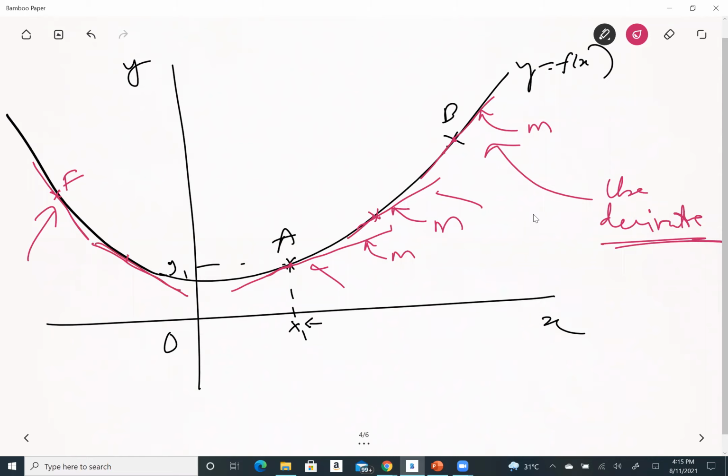We have one slope for each of these points: A, B, C, D, E. What can you say about the slopes at all these different points?